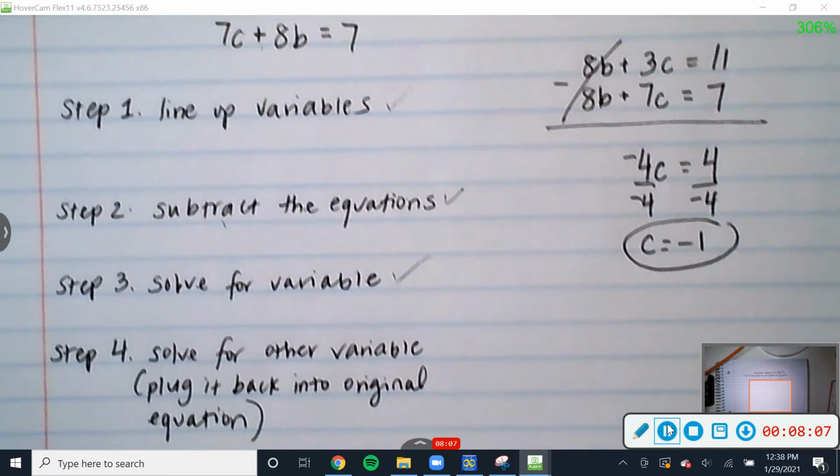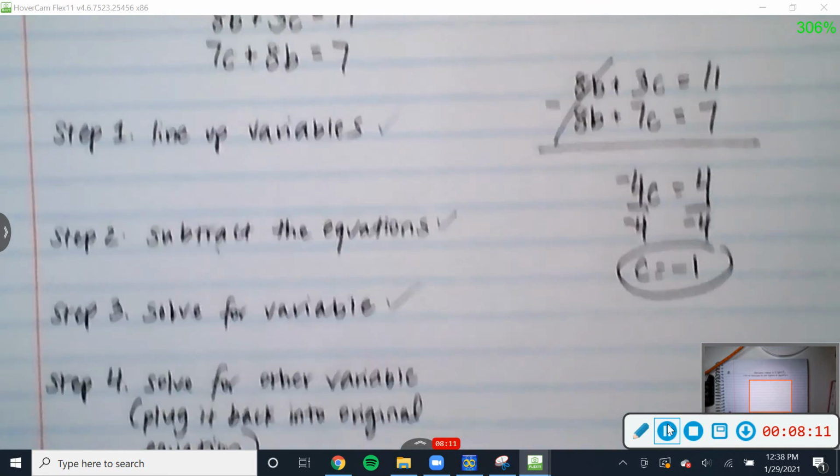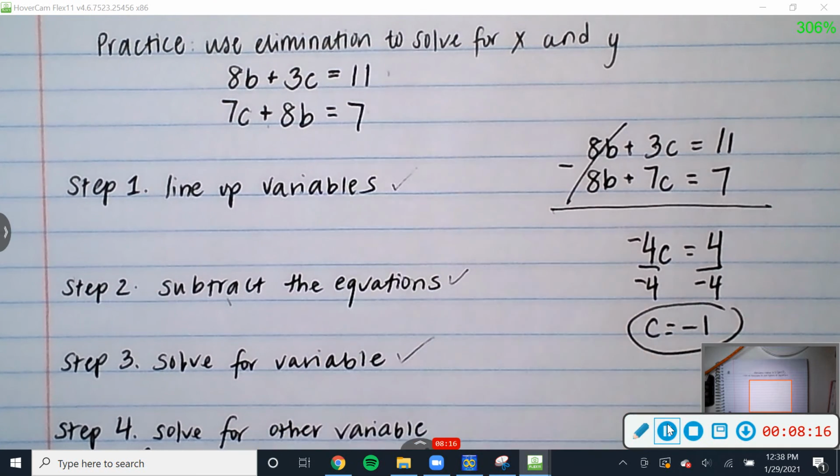After solving for that, I can solve for the other variable by plugging it back into the original equation. Again, you can use either one of the original equations. I'm just going to use the first one.